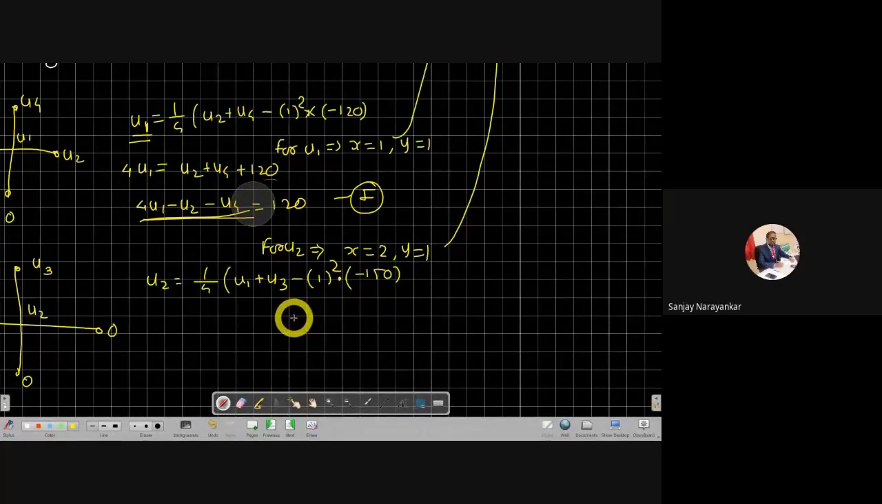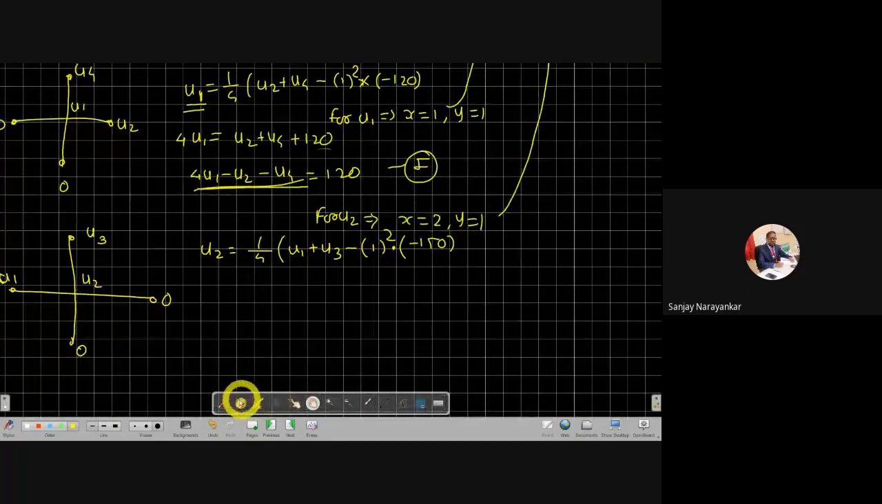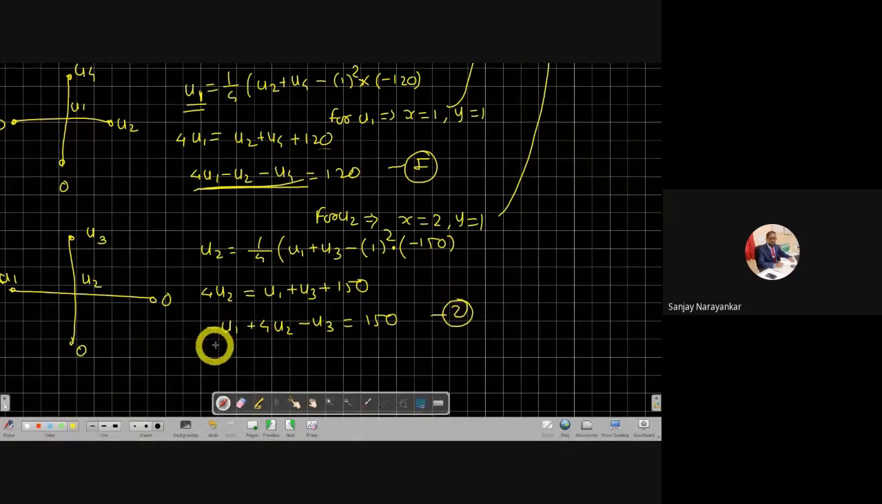Okay. We will rewrite this equation. This is very important, students. Carefully handle this situation. Then 4u2 is equal to u1 plus u3 plus 150. So I can write here minus u1 plus 4u2 minus u3 is equal to 150. So that is equation number 2. Similarly, you will get u3, u4.